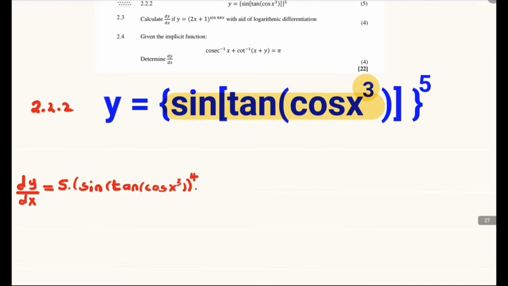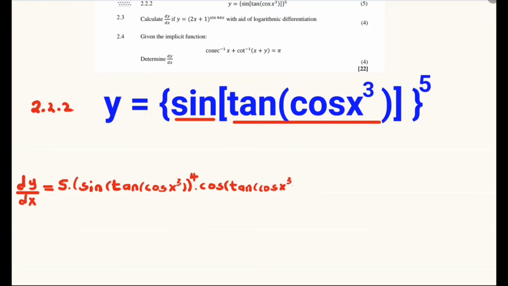Now we differentiate the inner function. We start by differentiating the sine, and we leave the inner function of the sine. The derivative of sine is equal to cos of the inner function as it is, the tan of the cos of x raised to the power 3.